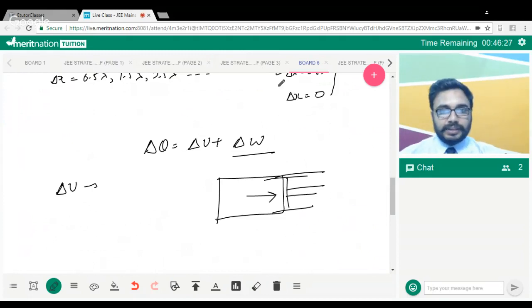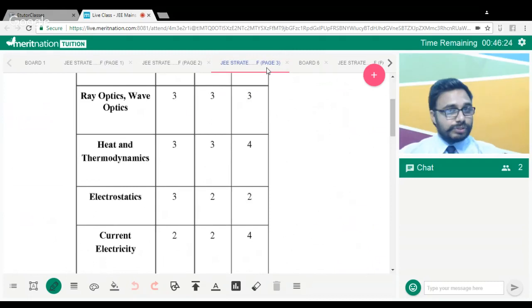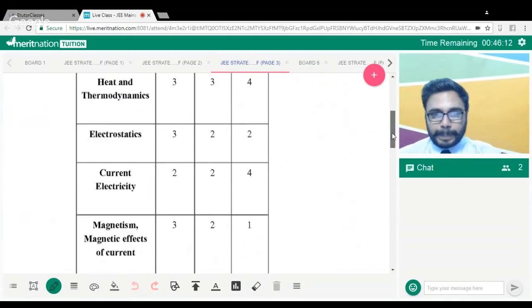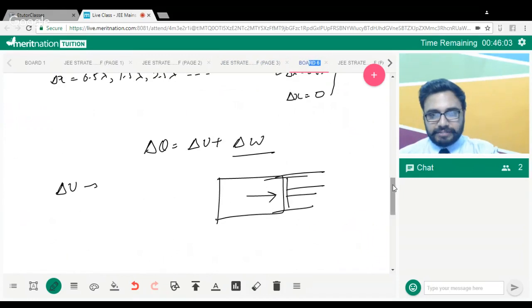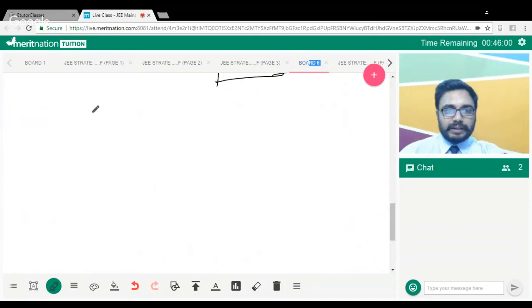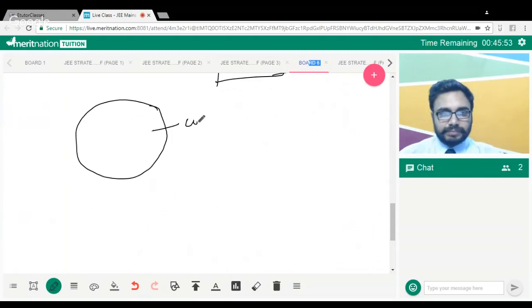Then after that, what else do we have? We should know how to draw the graphs between pressure, volume, temperature, etc. Then electrostatics, the first chapter of 12th class. In electrostatics, we should know the electric fields and potentials for different bodies. Basically, if we talk about electric field and potential particularly, one thing is clear. If there is any conducting body, let's say this is a conducting solid body.